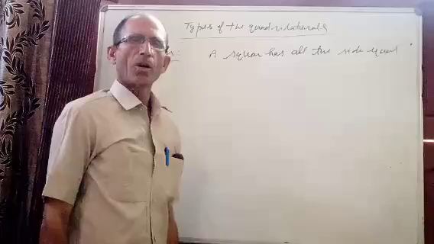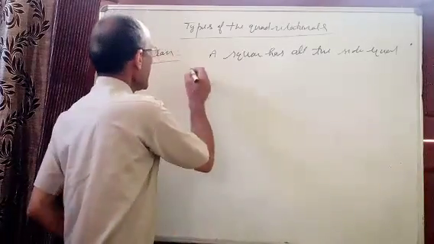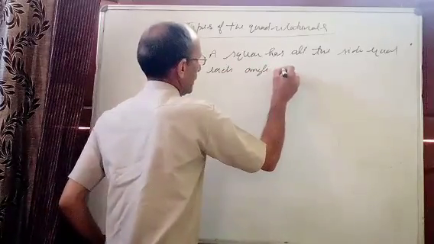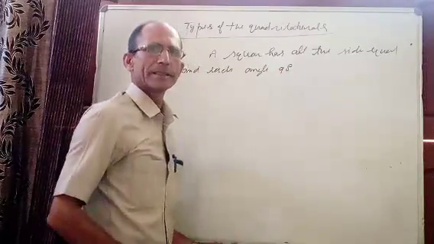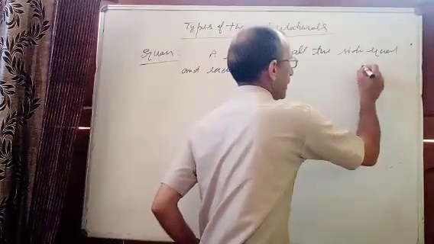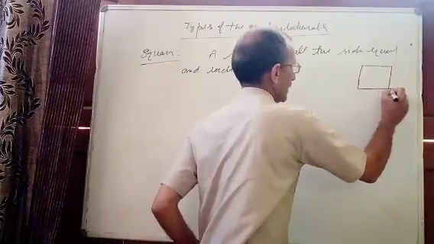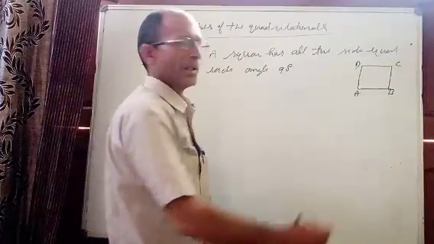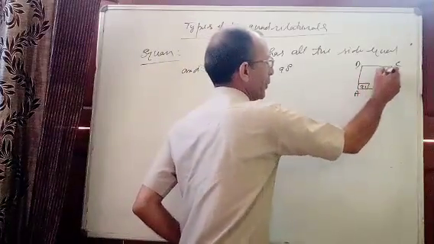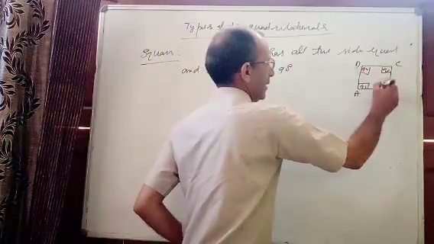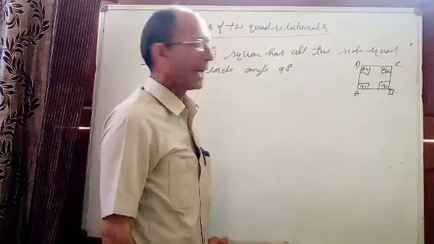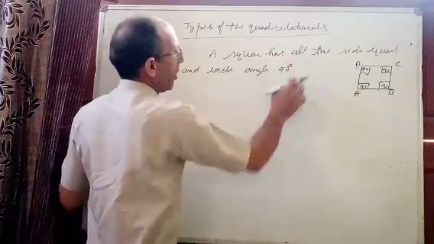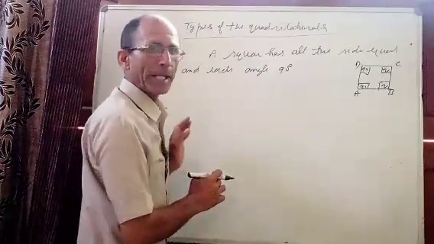A square has all the sides equal and each angle of 90 degrees. So this figure stands for a square. A, B, C, D. This is a square. Each angle of a square, as I told you, will be 90 degrees. So a square has all the sides equal and each angle of 90 degrees.